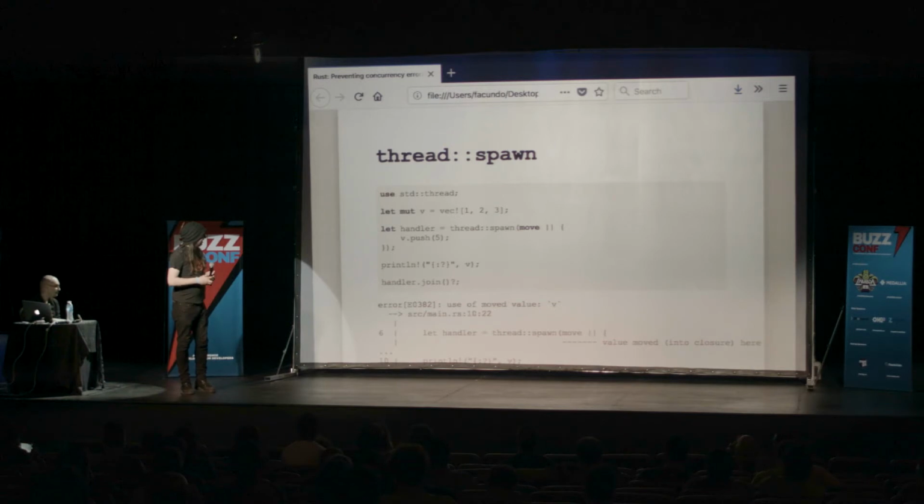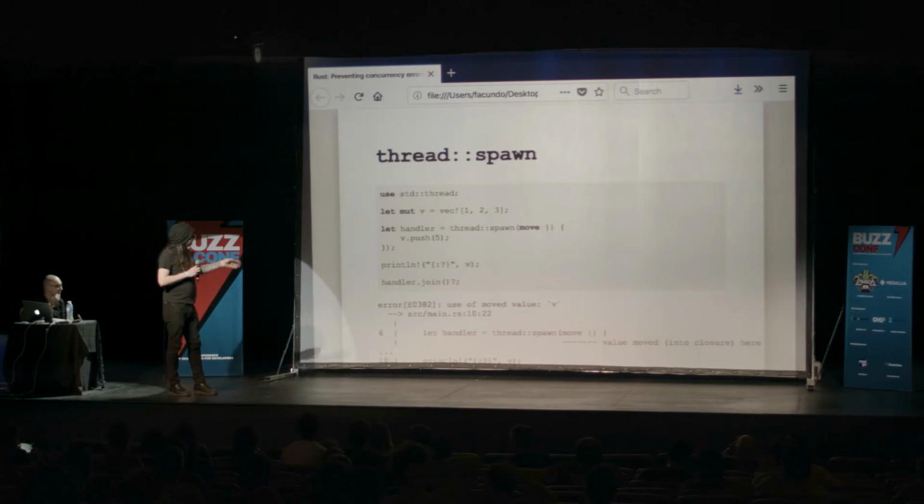Here's the error message I was thinking of. So here's an example of something you might want to do with a thread. We'll make a vector, and it's going to be mutable, and then inside of the thread, we're going to push another number onto the end. I should have made it 4, but I made it 5 just because. So we'll have 1, 2, 3, 5 after this closure runs. But then we try to print out the value of the vector, and then we join on our thread.